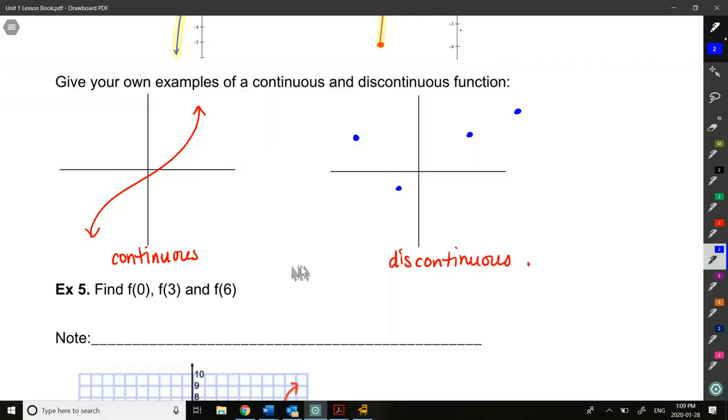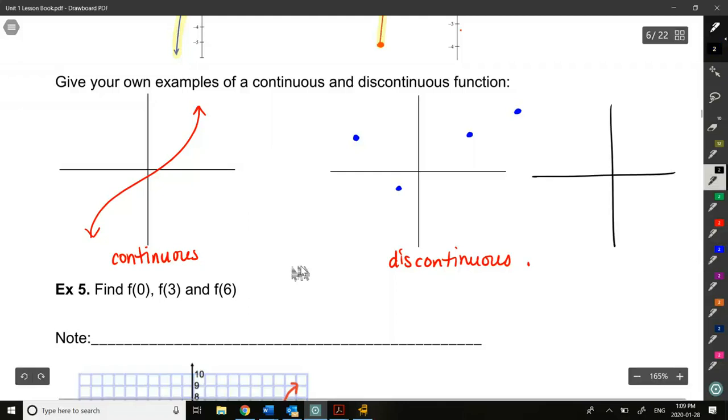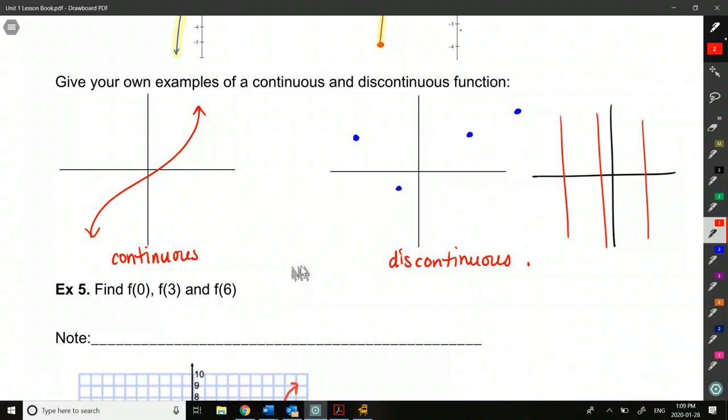Okay, go for it. Okay, so Zach said this as well. Zach said, how about just vertical lines like this? Is this a function? It is? Do you say yes?